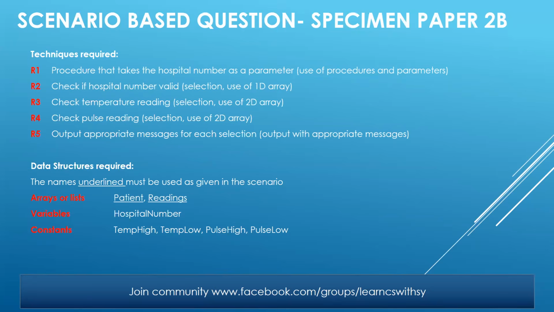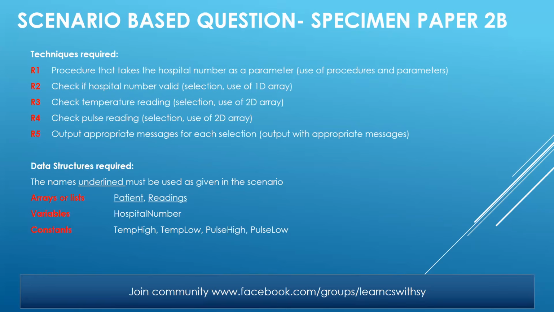Check temperature reading. Again, you can see the readings are going to be for pulse and temperature. So here again, I have to go for selection, and for that, I will be using the 2D array. Check the pulse readings, check the temperature readings. These are requirements 3 and 4. And output appropriate messages for each selection. Now, this is a very, very important thing. If we have met all the 5 requirements as required in the question, and you have followed the logical order, so that your program is accurate, then definitely you are going to score.